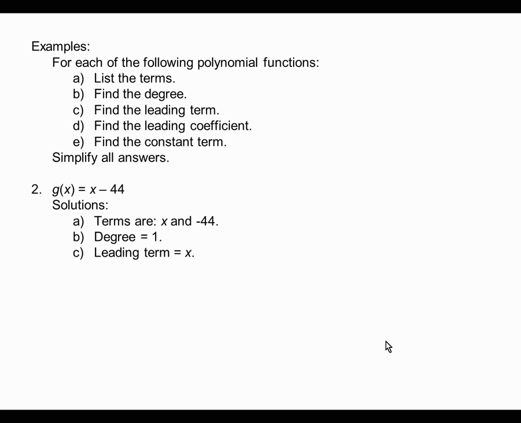The leading coefficient is supposed to be the coefficient of the leading term. Again, the leading term is x. The coefficient that you don't see is 1. Remember, it's 1 times x. So our leading coefficient is equal to 1.